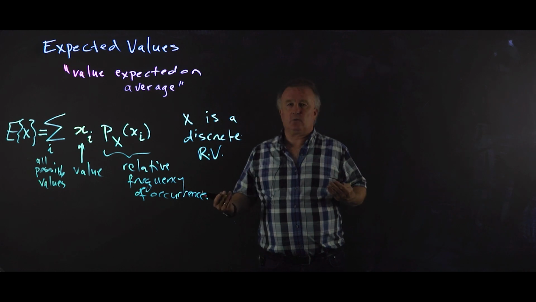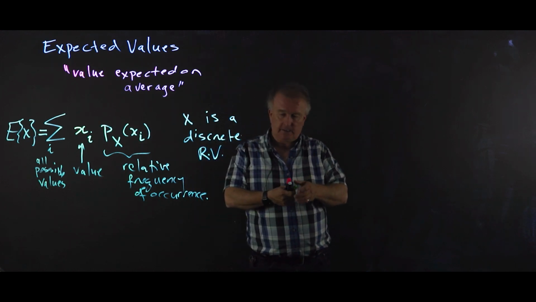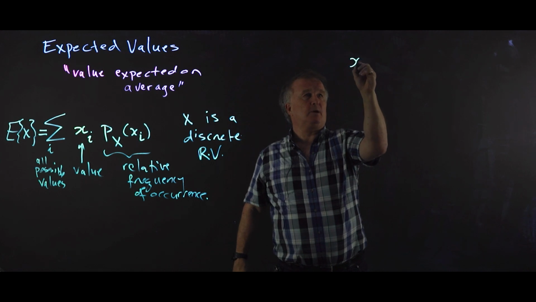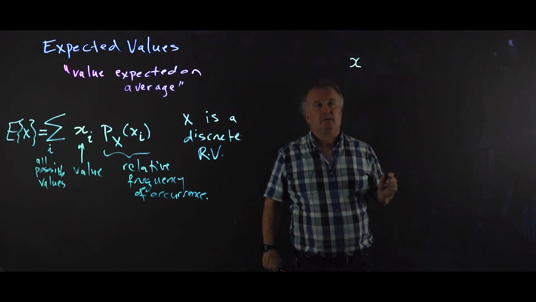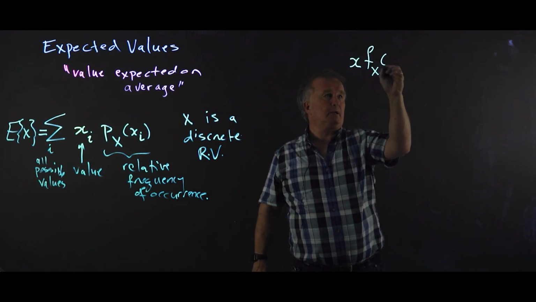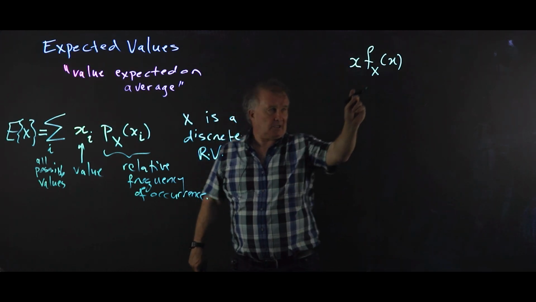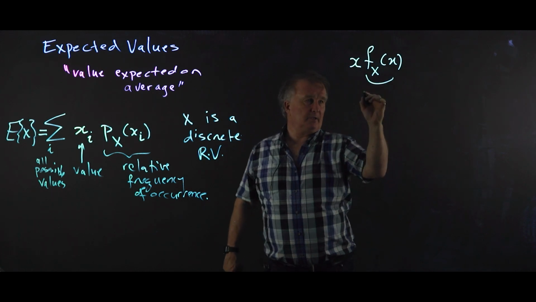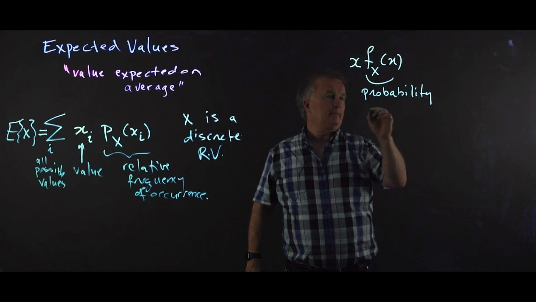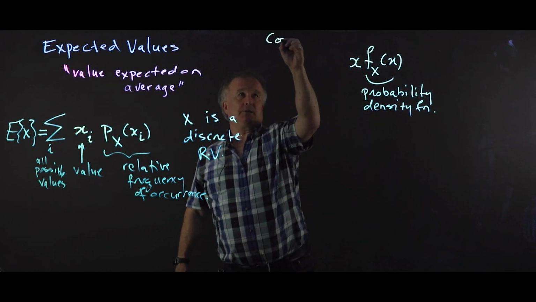Now, what happens if the random variable is continuous? Well, we do a similar kind of thing. We take a look at the possible values x that the random variable can take on, and we weight them by their relative frequency of occurrence. There's a subtlety in the interpretation. This is the probability density function for a continuous random variable. So this is the continuous case.